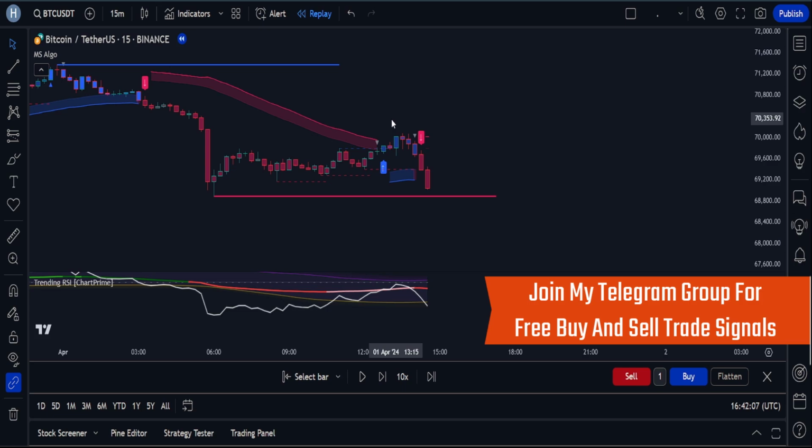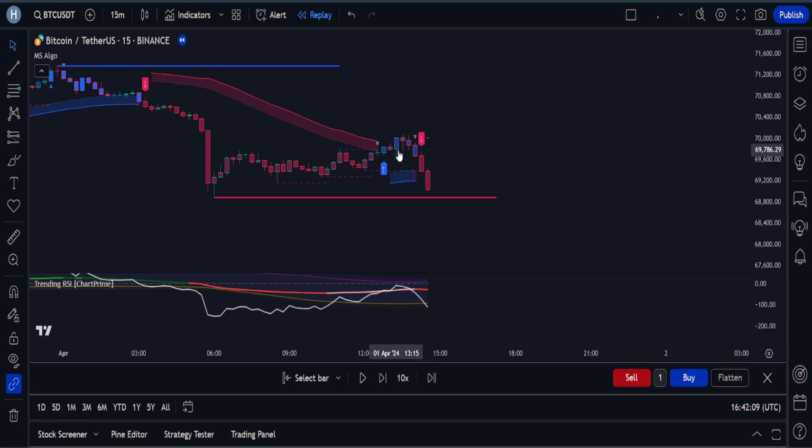To open a sell trade, the rules are exactly opposite to the rules for a buy trade. First of all, we need to confirm if the trend is bearish using the Trending RSI indicator. For this, we want the center line, which is red in color, to be below the 0 level.